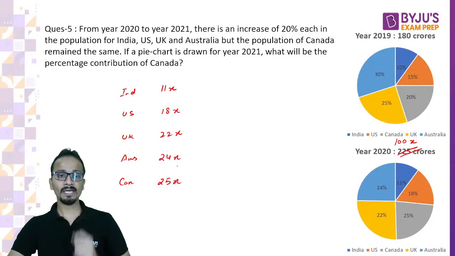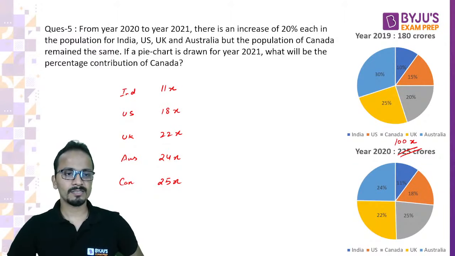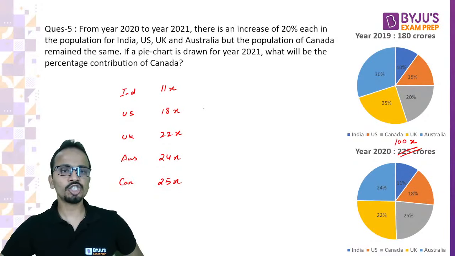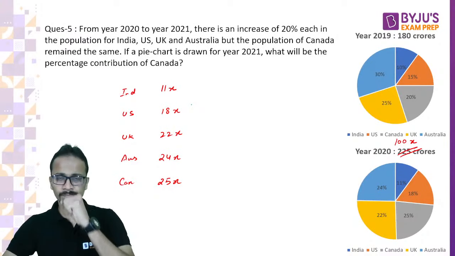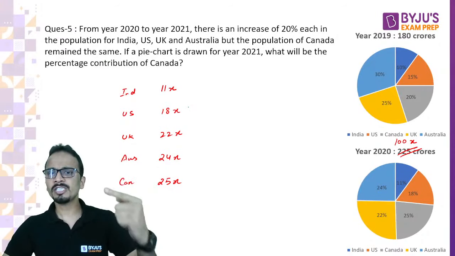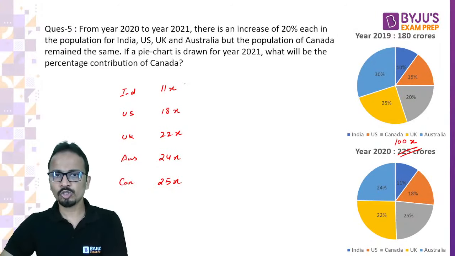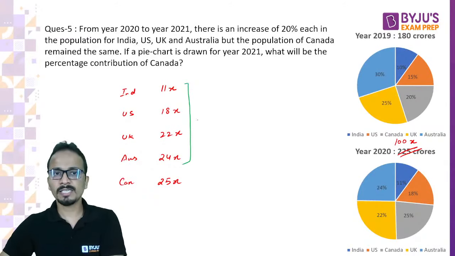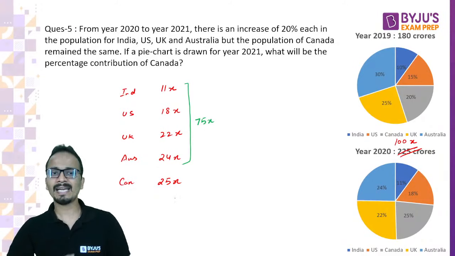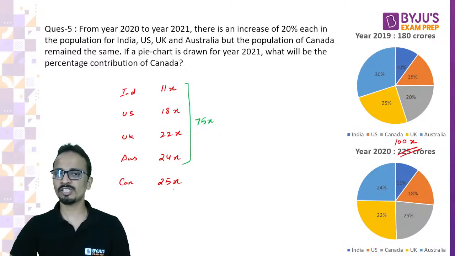Alright. Now the question mentions that the population of each of India, US, UK, and Australia, each of these four countries, increased by 20%. Now, since 20% is the increase in each of these values, I can say that their sum is 75x. Now, how did I calculate that quickly? Canada is 25x, so the remaining will be 75x.